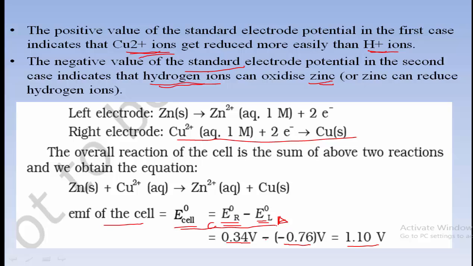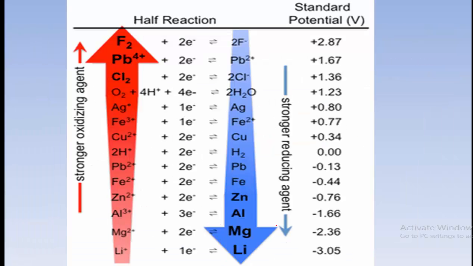So this is one of the examples to determine the EMF of the cell by using the standard electrode potential values. Then here are certain elements and the standard potential values of those elements, and you can see fluorine gets reduced to 2F minus, means it undergoes reduction by taking electrons, and it oxidizes others, so it is a strong oxidizing agent.